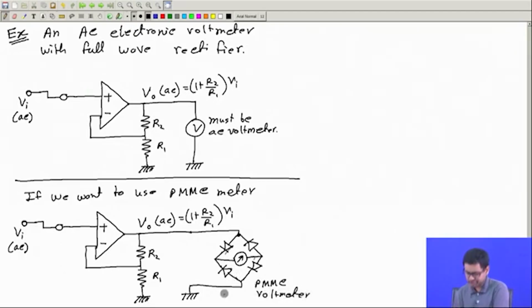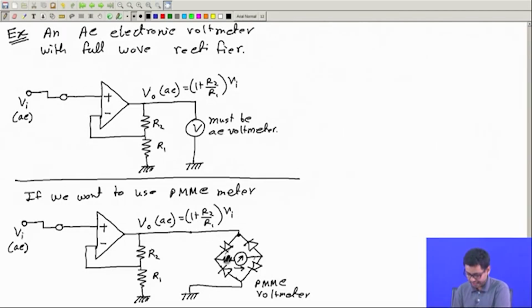We can use this circuit because the voltage here is AC, but the current that flows in the meter is DC. It is full wave rectified. In one cycle it goes like this, and in another cycle it also goes like this. So through the meter, current always flows from left to right. And we can control the range of the meter with a suitable series resistance. If you want to change the range of the meter, you can add it here.